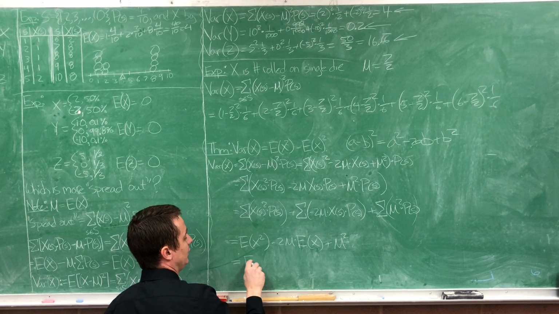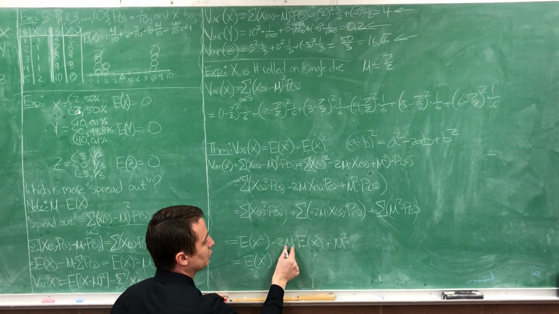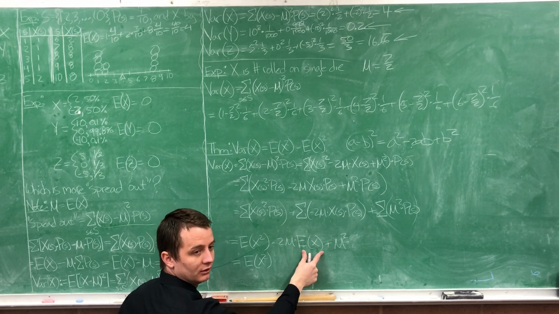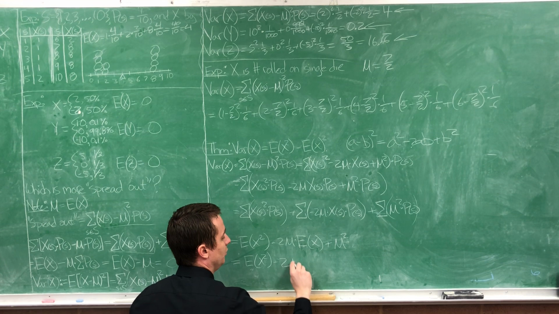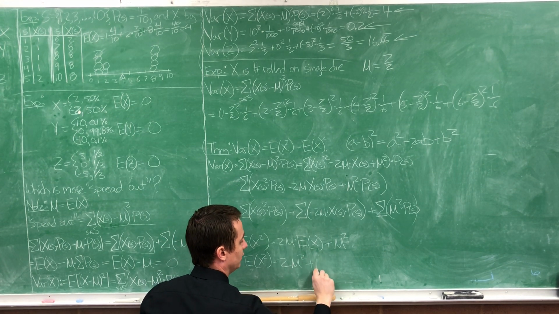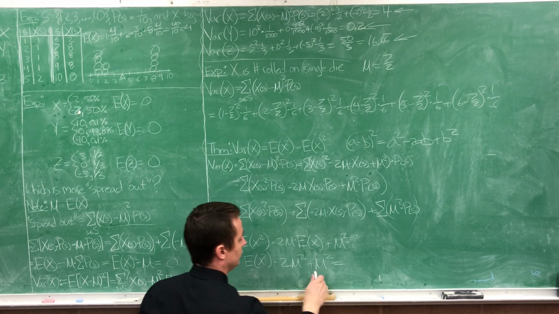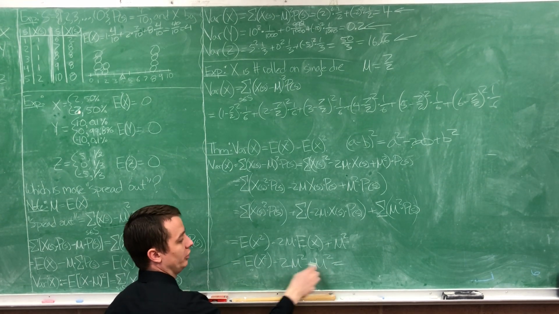So this is equal to the expected value of x squared. What's the difference between mu and the expected value of x? There isn't one. So minus 2 mu times mu again, which is mu squared, plus mu squared. This is the expected value of x squared. Mu is just the expected value of x.